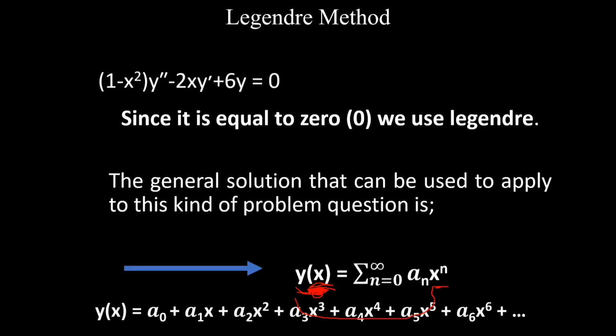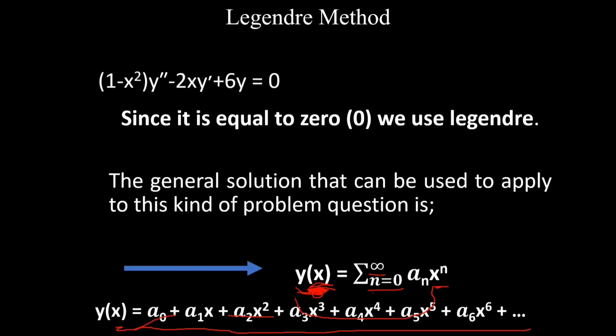If I expand this solution, although we are not making use of it now, we make use of it towards the ending part. Let me show you how this expansion looks. From this solution, we're told that n begins from 0 to infinity.